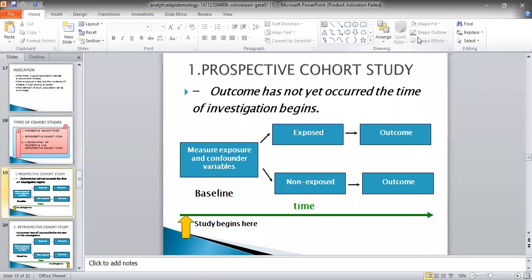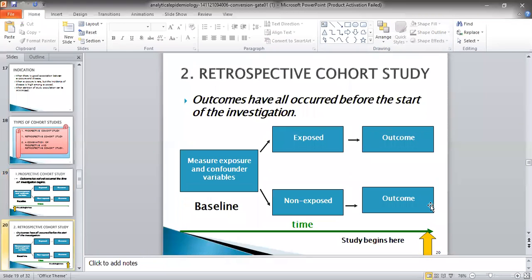Prospective cohort study, as the name indicates, outcome has not yet occurred at the time investigation begins. We will start with the risk factors of the disease and then we will go to the outcome. So the study will begin from this point. Okay, study will begin from the risk factors over a period of time, and then we will go to the outcome by studying those risk factors. So it's the prospective cohort study.